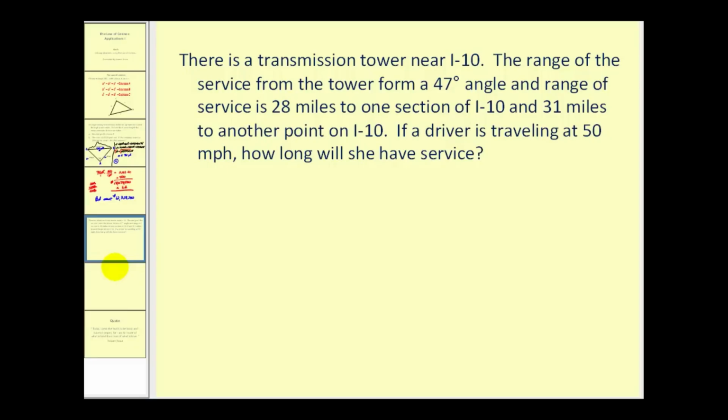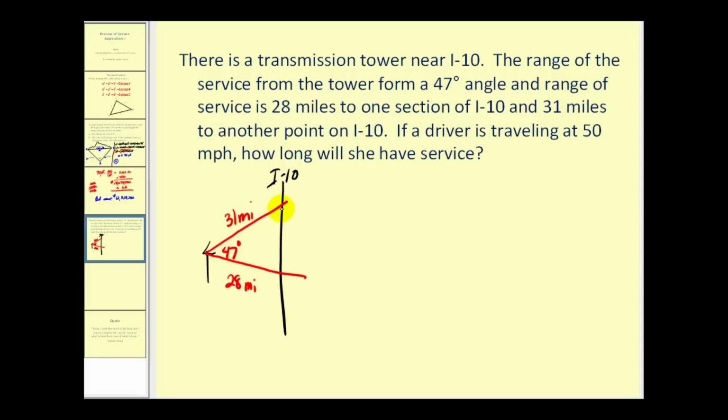So the difficult part about this one is going to be the setup. So let's go ahead and label this as our road. So here's I-10. There's a transmission tower, let's say, to the west, and it forms a 47-degree angle. So the transmission goes out from the tower like this, forming a 47-degree angle, and the range is 28 miles to one section of I-10 and 31 miles to the other. So let's just label this 28 miles and this 31 miles.